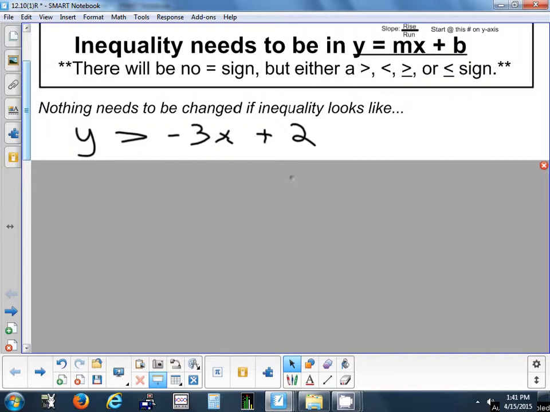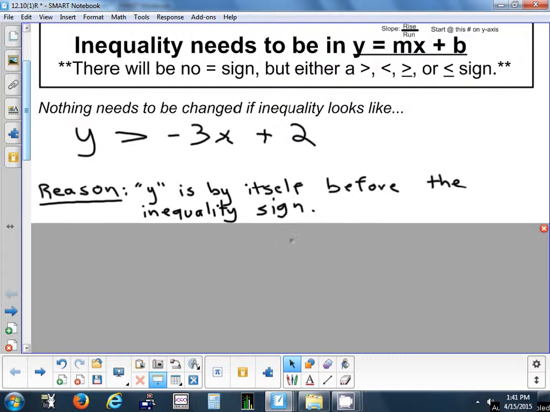As long as y is by itself before the sign, you have x after your inequality sign, and then a number, you're fine. So write that down if you don't have it. The reason, as it says on your sheet: y is by itself before the inequality sign, and x is right after it. Nothing needs to be changed. You are all set to graph. Remember, there can't be a negative sign here. There can't be a number there.